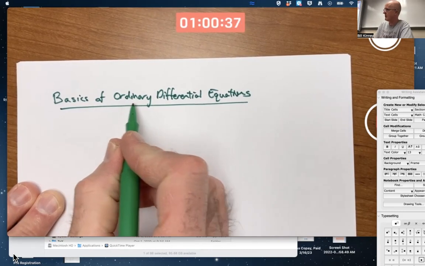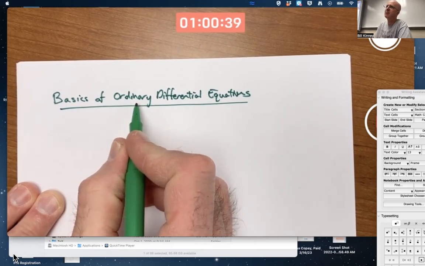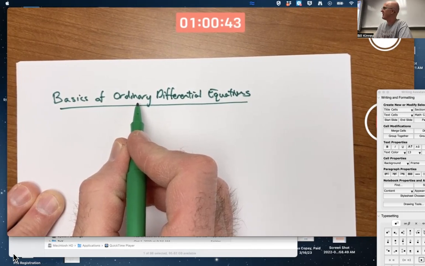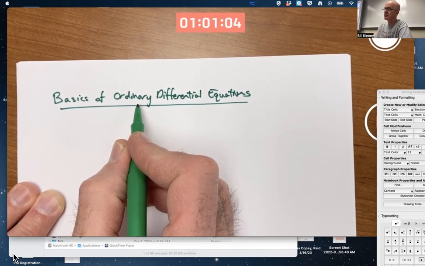We are talking ordinary differential equations as opposed to partial differential equations. Ordinary differential equations involve ordinary derivatives, one variable calculus derivatives, you might say. Partial differential equations involve partial derivatives, multivariable calculus. And as you might expect, partial differential equations are harder than ordinary differential equations. You need to understand ordinary differential equations before you can understand partial differential equations.